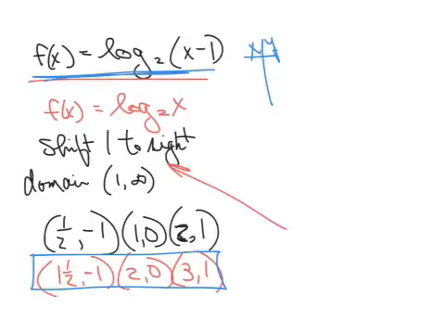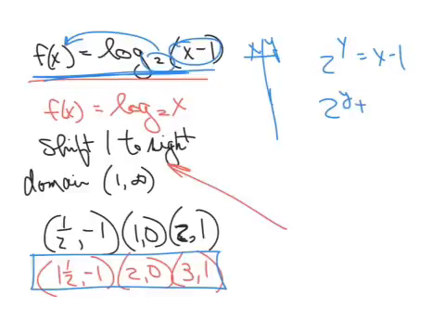Looking at that, let's change that to exponential form. So changing it to exponential form would be 2 to the y power equals x minus 1. And then I can just start putting numbers in for my x and my y value. In fact, what some people will do is write this as 2 to the y value plus 1 equals x. So then we can put a number in there for my y value.